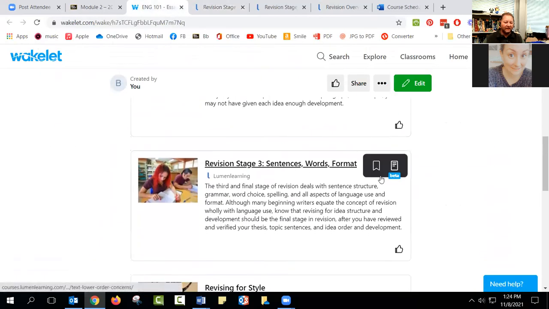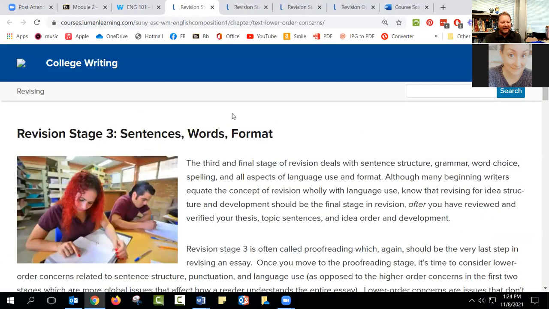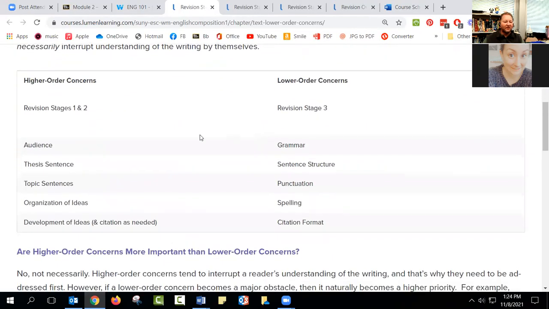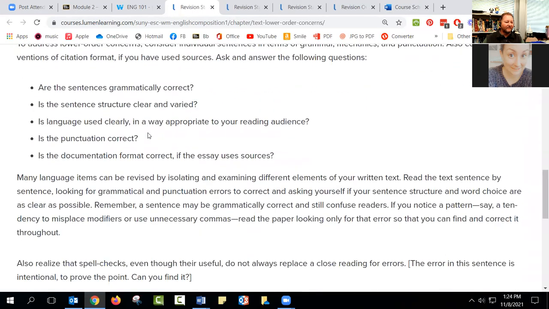And then the last one is the one, again, I said before that most people think of as revision, and it's really just a step in revision. So stage 3, sentences, words, the format, right? I'm not going to read through this, but you can look at some of these ones here.